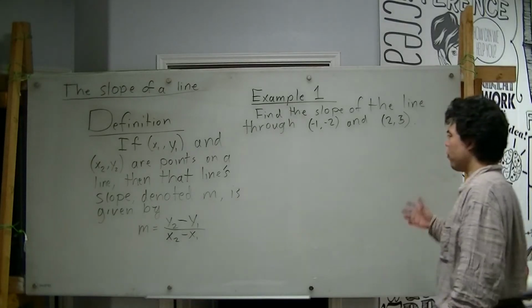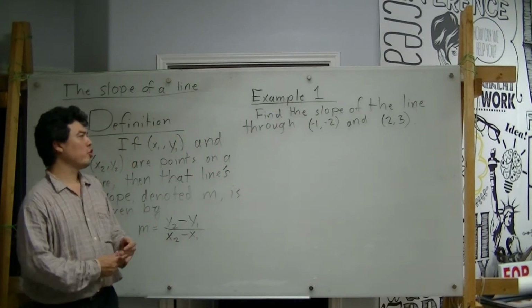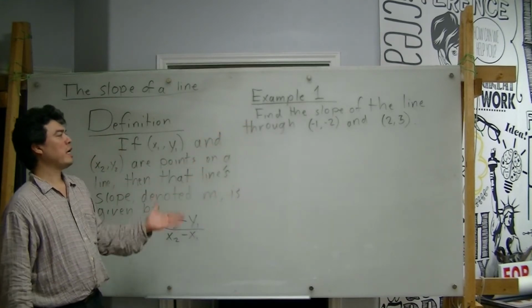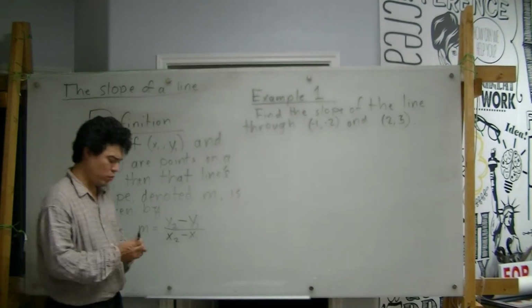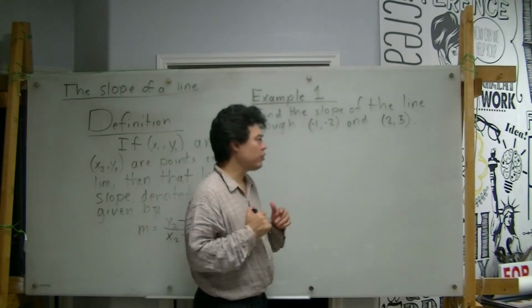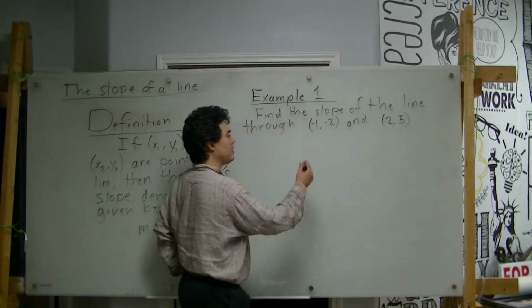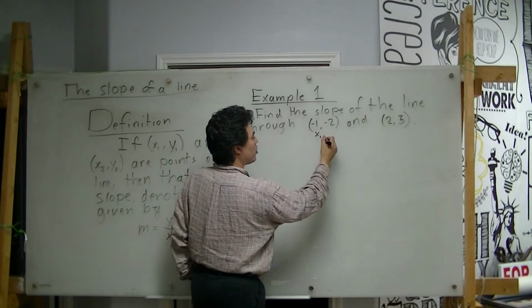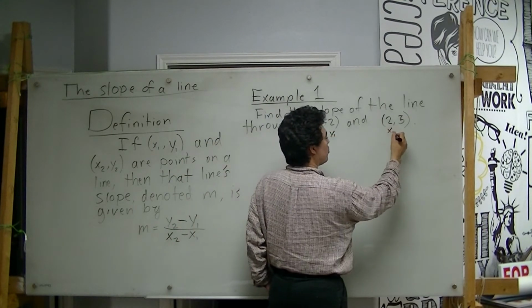So now I'm going to start off with an example applying this definition so that we can calculate the slope of a line through these given points. The points are -1, -2, and 2, 3. One of my helpful tips when you're doing a problem like this, calculating the slope through 2 points on a line, is to label the points as follows: x1, y1, and x2, y2.